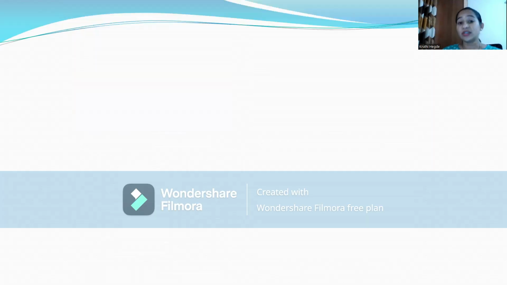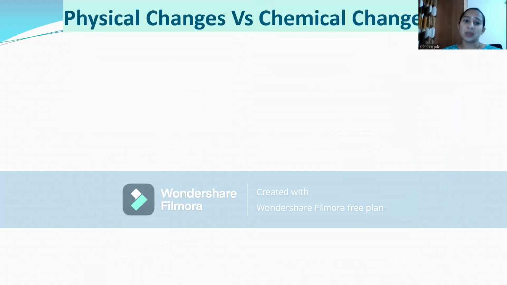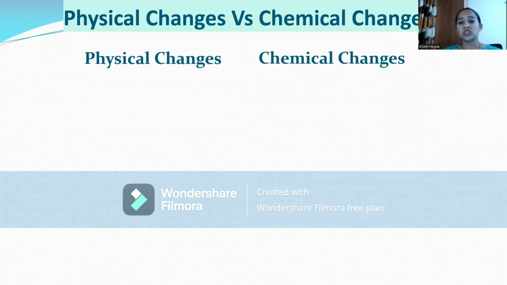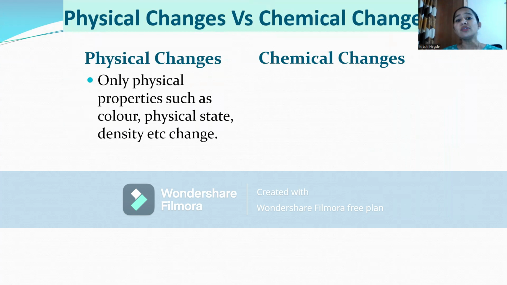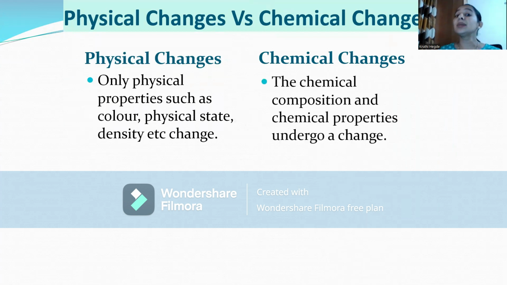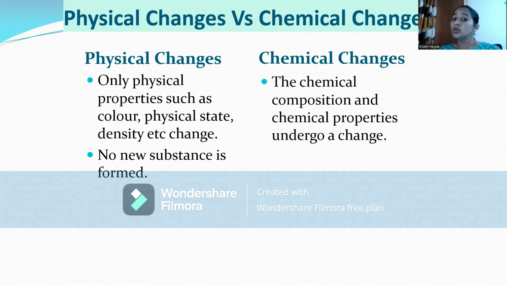Now, let us understand the difference between physical change and chemical change. Physical changes are those in which only the physical properties like color, physical state, that is either solid, liquid, or gas, and density, etc., get changed. Whereas in chemical change, the chemical composition or the chemical properties undergo change. In physical change, generally no new substance is formed, whereas during chemical changes, there will be formation of a new substance.